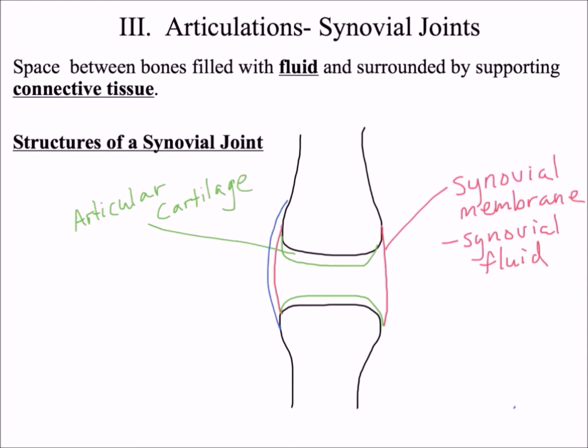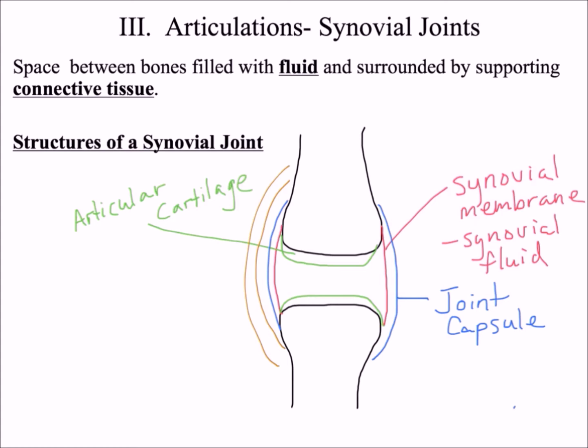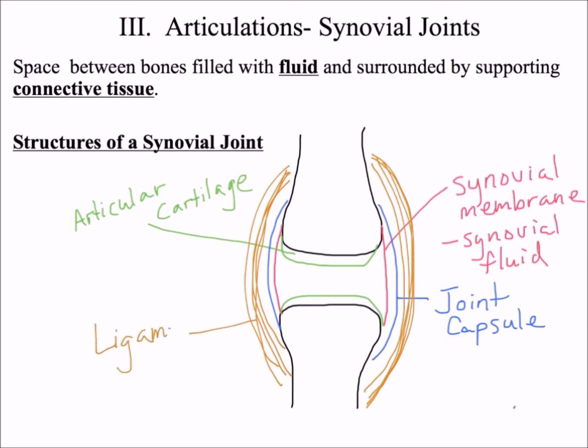Surrounding the synovial membrane is a structure called the joint capsule, or fibrous capsule. The function of a joint capsule is to stabilize the joint. And finally, the last structure of a synovial joint is a dense, regular fibrous connective tissue that connects bone to bone. This is called the ligament. Ligaments can be found surrounding the joint, or they can be found within the joint.